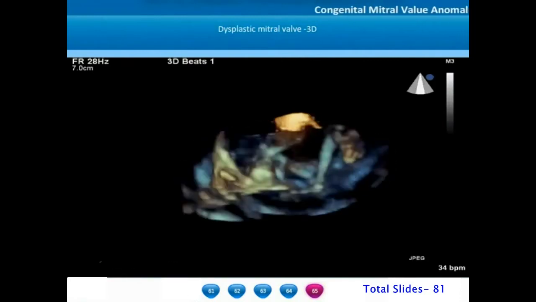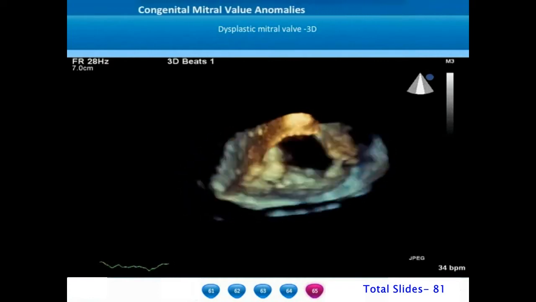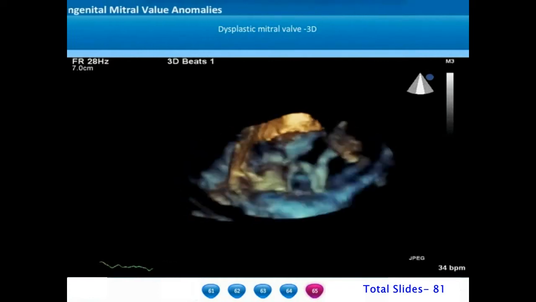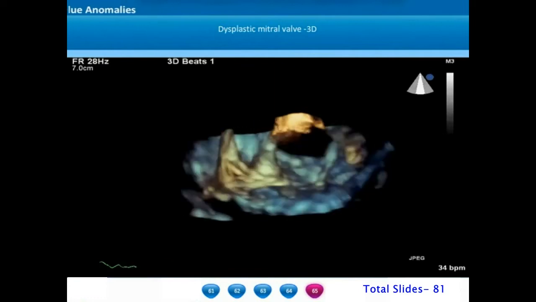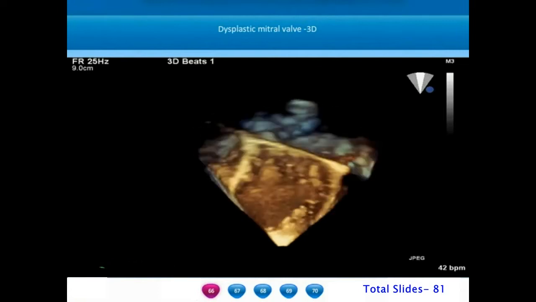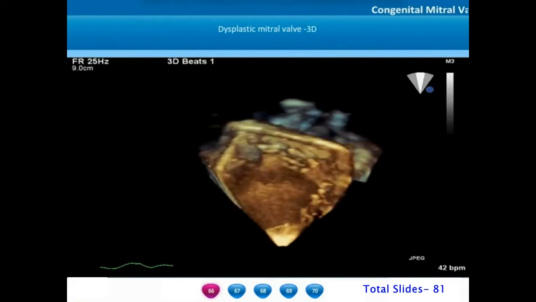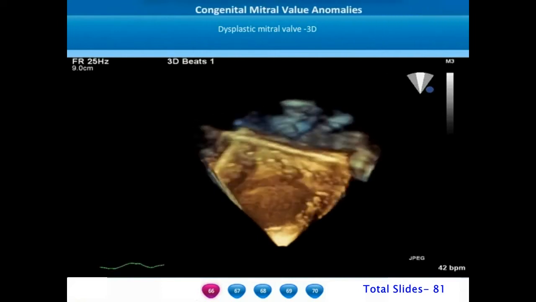Another view of the three-dimensional echocardiogram, where the multiple shortened, thickened papillary muscles and caudal apparatus are shown. All these papillary muscles get inserted in the basal one-third of the left ventricle itself. They do not extend down into the mid portions of the cavity of the left ventricle, as is shown in a normal mitral valve.